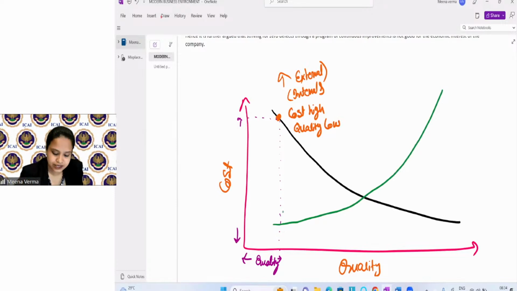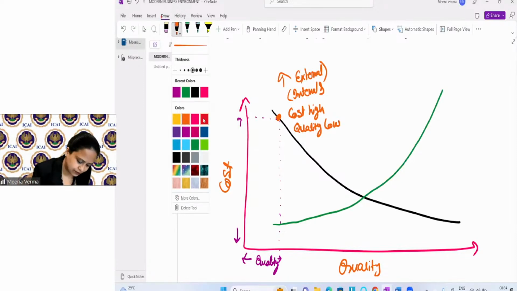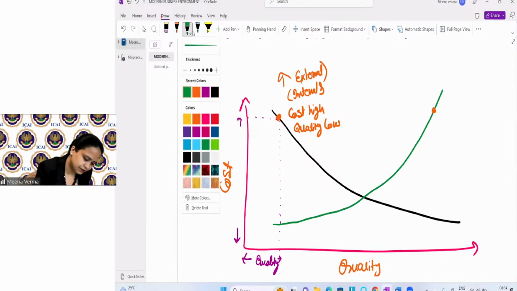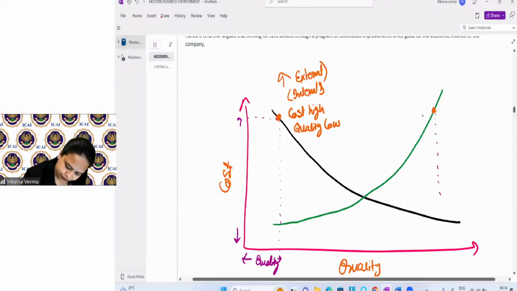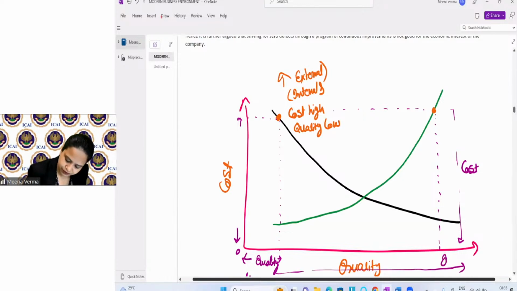Now here, what is it indicating? This point. Here in this case, if you will see this point, right? What does this point indicate? So if you will see here, let's plot a graph. You can see here, from here to here, it is about cost. And from this point, 0, to this point, quality. So what is happening here? This green line is showing you prevention and appraisal cost.